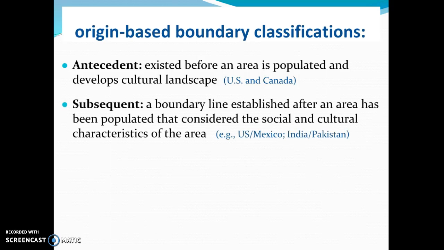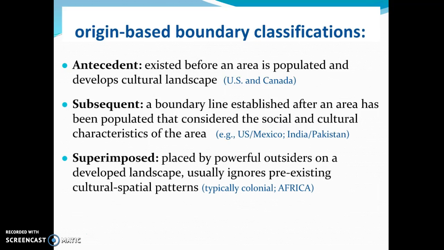A subsequent boundary is one that's established after the area has already been populated. If you think about A, antecedent, A comes first. That is the idea that the boundary comes before people show up. Subsequent, sub meaning after or below, is after people have actually shown up. A good example of this might be India and Pakistan, and the idea that there were already sociocultural, religious differences between the areas, and so they put a subsequent boundary on the landscape.